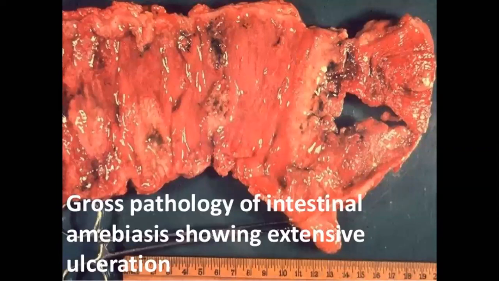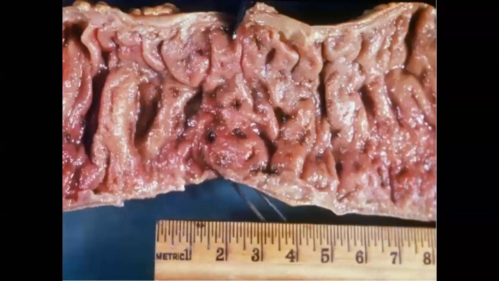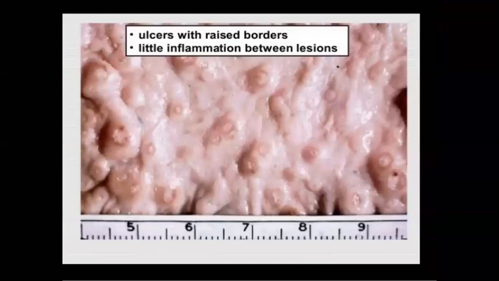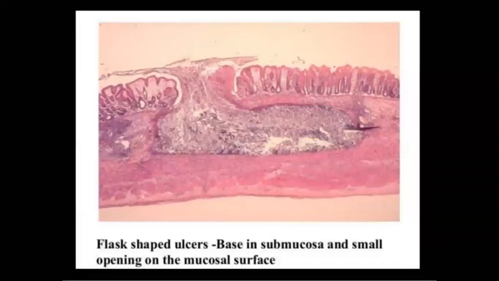Now, this is the gross pathology of intestinal amoebiasis showing extensive ulceration. This is another picture of it. You can see that there are ulcers down there. These are ulcers with a raised border, with a little inflammation between the lesions. Now, these are the typical flask-shaped ulcers we get in amoebiasis. They're in the mucosa with a small opening on the mucosal surface.